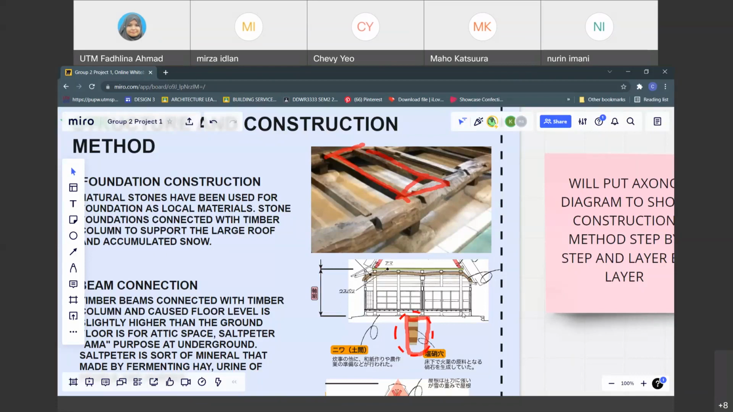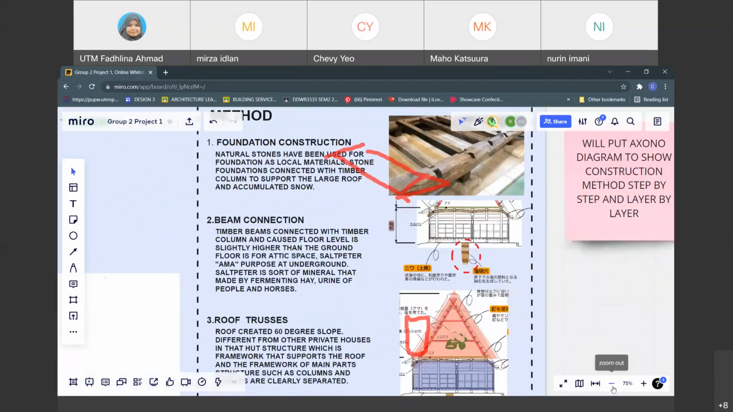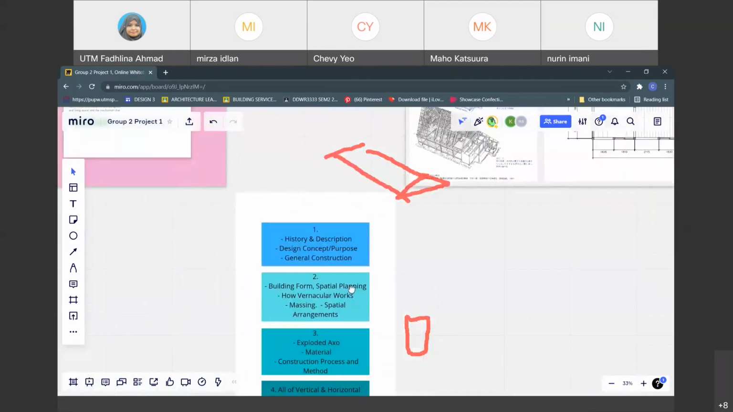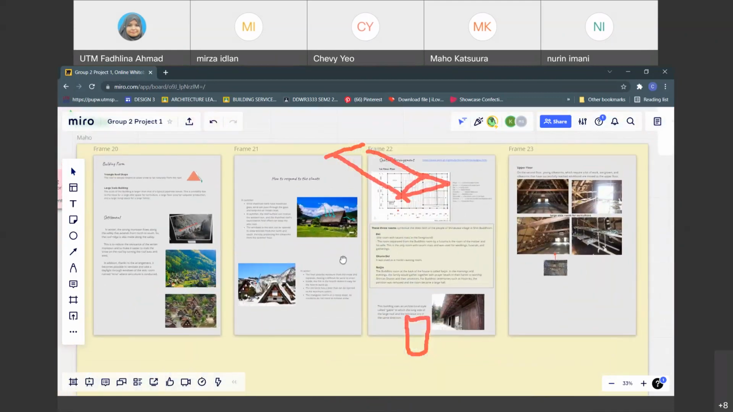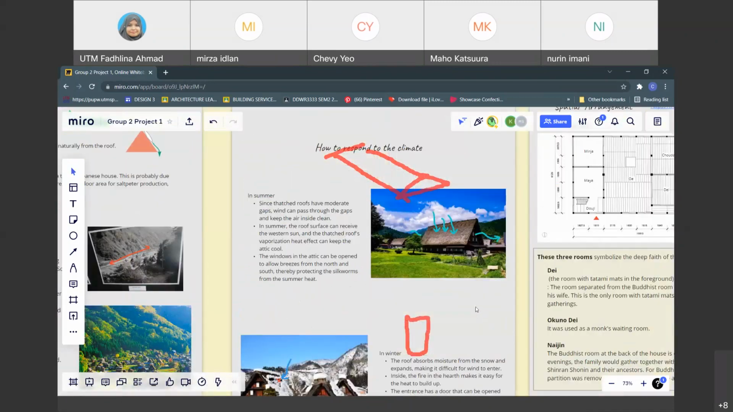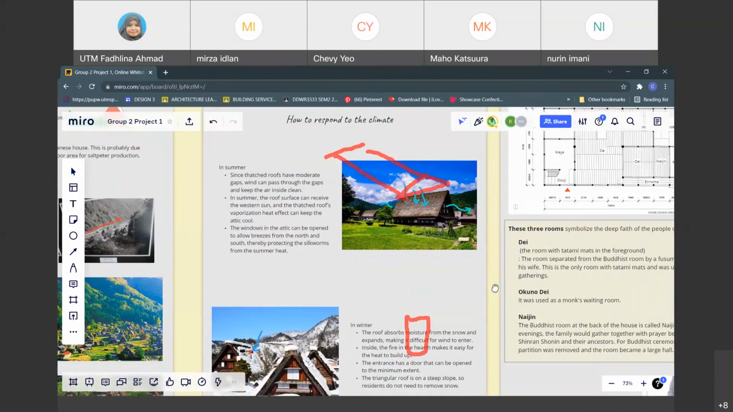Okay. How about the climatic consideration? Is there anyone in your group who has covered that? I think Maho just now, right? Climatic consideration, you were talking about the four seasons. What was the topic? How do you control the climate? Is it how to respond? Okay, all right. So it's okay.